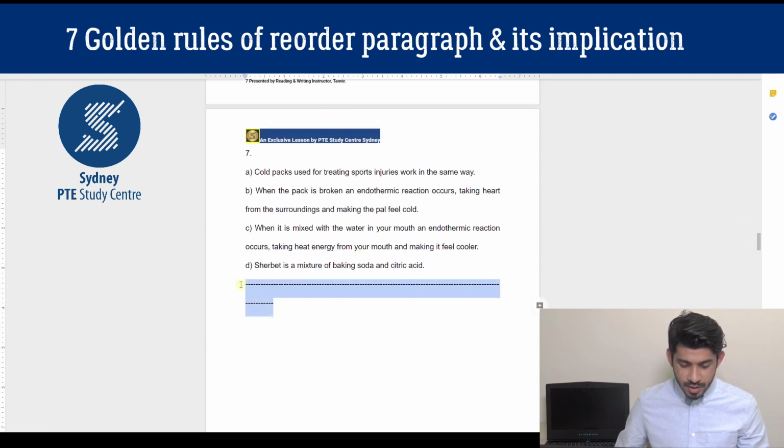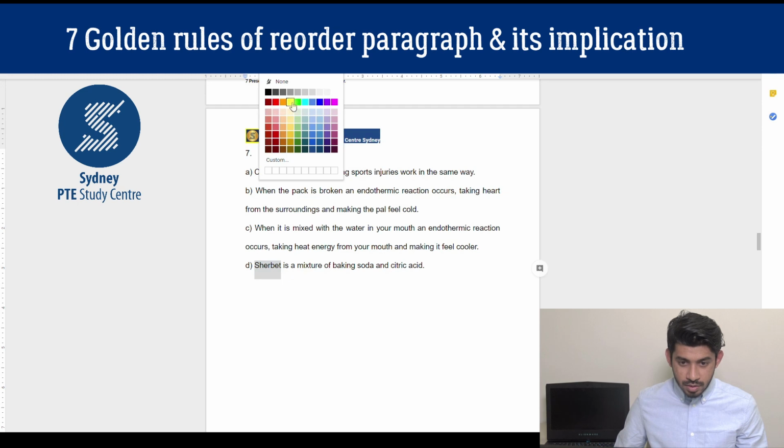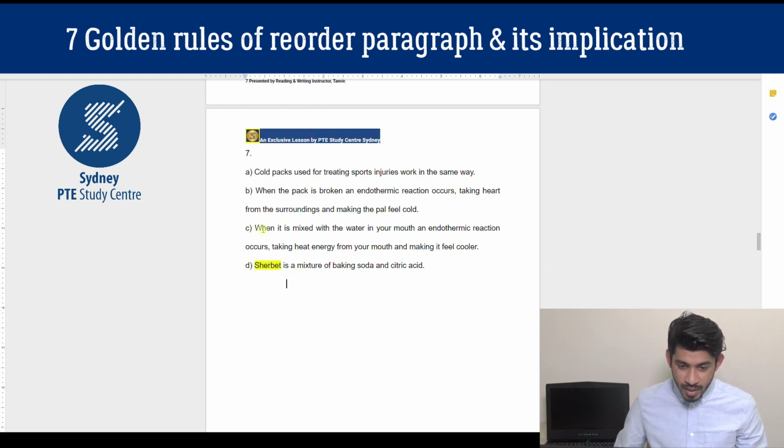Now let's do number 7. Cold packs used for treating sports injuries. Okay, so I know my subject, cold packs. When the pack is broken. So now look at the word clues, cold packs and pack. Number C says when it is mixed. So something is mixed. What is that something? Number D said sherbet is a mixture of baking soda and citric acid. So now that's my subject. Okay, sherbet. So when it is mixed, that is a pronoun.